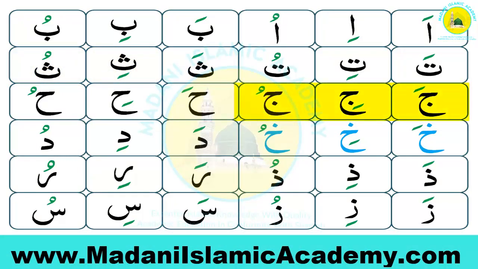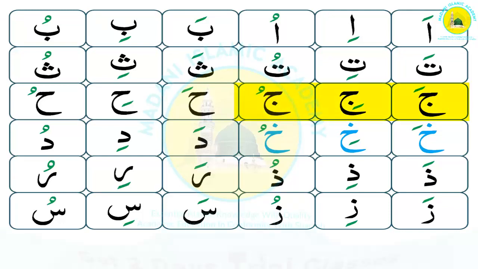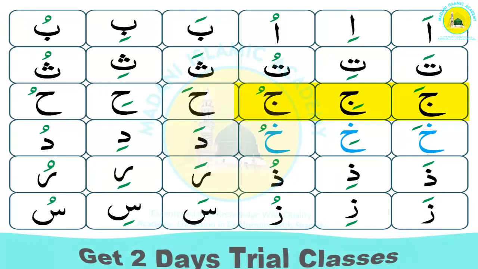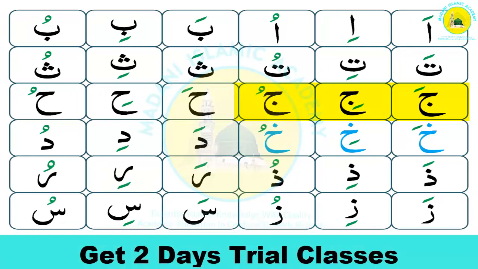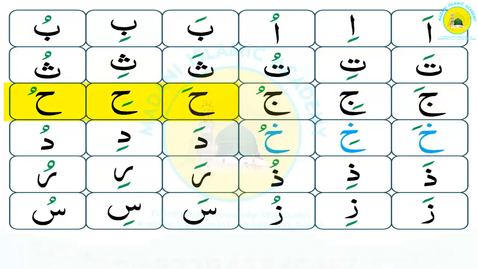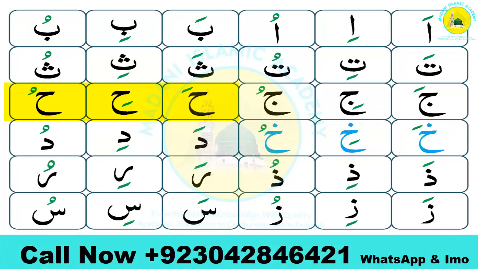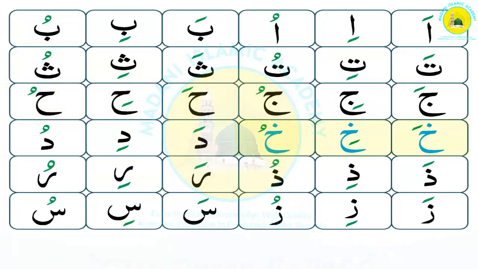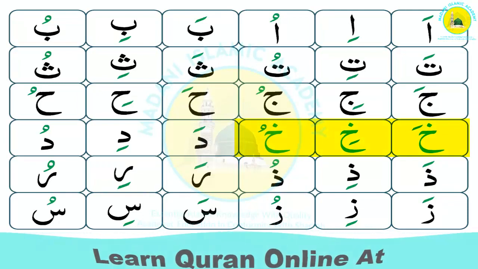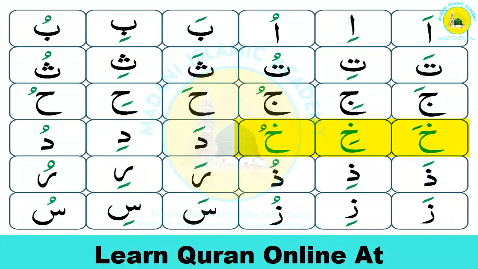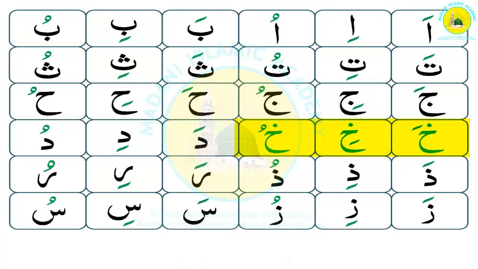Jim zabar ja, jim zir ji, jim pesh ju, ja, ji, ju. Ha zabar ha, ha zir hi, ha pesh hu, ha, hi, hu. Kha zabar kha, kha zir khi, kha pesh khu, kha, khi, khu.